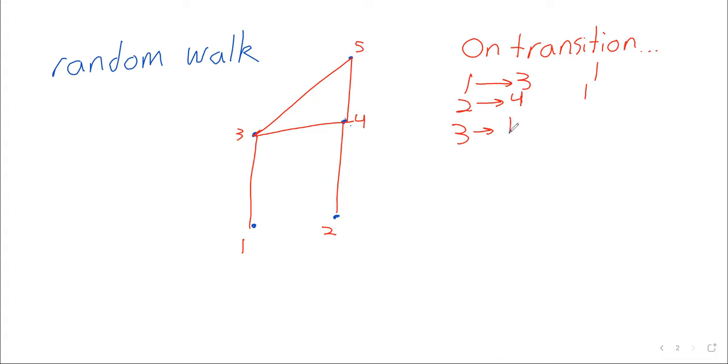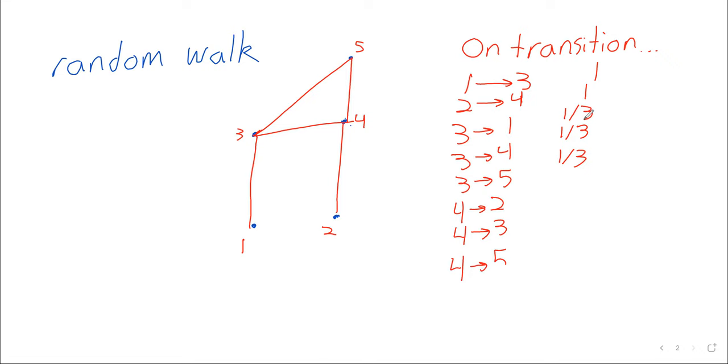From 3, we can go to 1 or to 4 or to 5. And as I say, we'll treat all transitions as equally likely. So if there are 3 possibilities, they all have a probability of 1/3. From 4, we can go to 2 or to 3 or to 5. And because we've said all probabilities are equally likely, they all have a chance of 1/3 of happening.